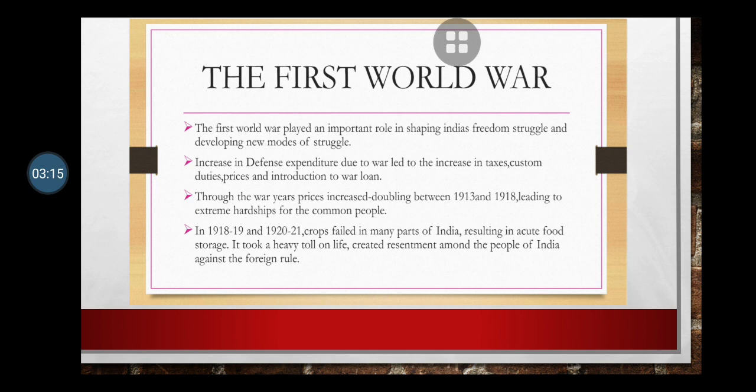There was an extreme situation that people were facing. There was an acute shortage of food. It took a heavy toll on life, and a lot of people lost their lives. The war created resentment among people of India against the foreign rule. Though they expected that the British would do something to improve the condition, their expectation was in vain. So there was widespread discontentment against the British government, against the foreign rule.